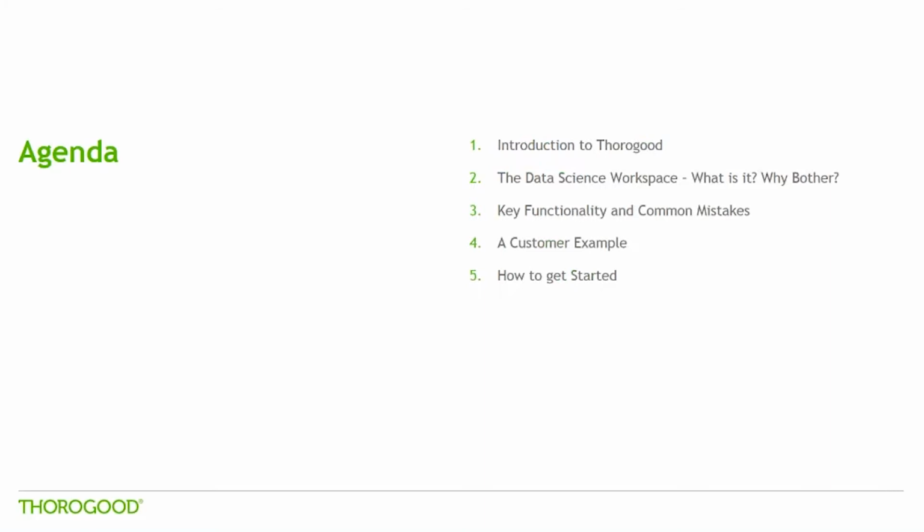So in terms of the agenda that we have for you today, we'll do a brief introduction on Thorogood, and then we'll get right into the Data Science Workspace in terms of what is it and why might you want one. And then we'll talk about some of the functionality that's required for the data science lifecycle and some of the more traditional challenges that people come across. We'll then talk about a customer example of setting up a workspace and some of the key considerations there. And then we'll end with some takeaways and how we might get started.